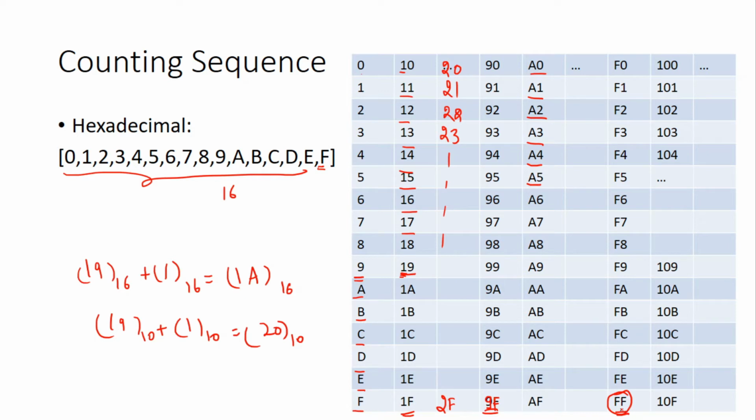Then after we have exhausted all the permutations of 2 digits, we move to 3 digits and we begin with 100, 101 and so on so forth, 109, 10A, 10F and like that.